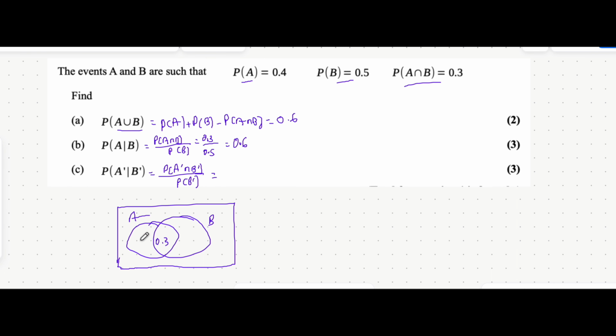Now we can say that A, this plus this is 0.4, so this has to be 0.1. B, this plus this is 0.5, so this has to be 0.2. These three add up to 0.6. If you do one take away 0.6, that would be 0.4. And that's the value they put on the outside of the Venn diagram.